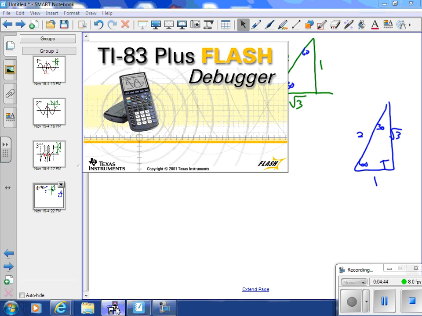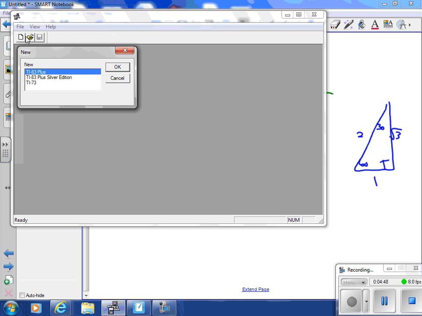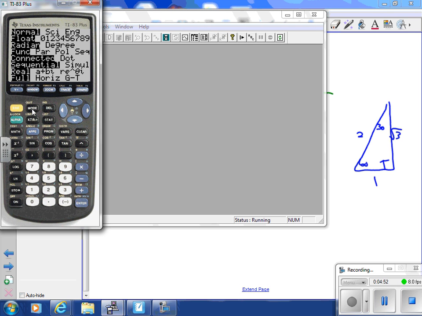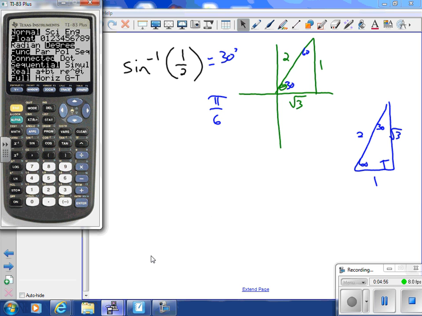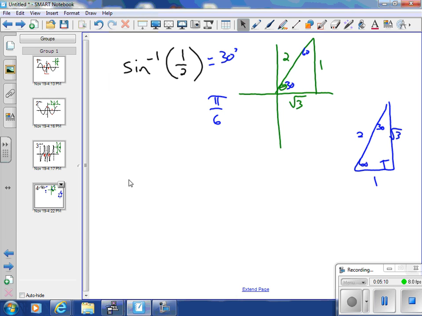We can check that. Let me open up my calculator here, and we'll do this in degree mode. So let me make sure I'm in degrees. Okay, so we are going to do the sine inverse, so second sine, of 1/2. We should get 30 degrees. And we do. Okay, let's take a look at another one here.